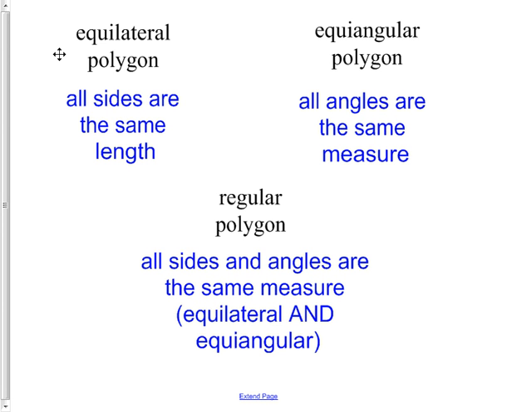Okay, then there are types of polygons. An equilateral polygon is where all the sides are the same length. And we'll look at an example of this shortly. So equilateral just means all the sides are the same length. Equiangular means all the angles are the same measure. And regular means both of these. So if it's equilateral and equiangular, then it's regular. So all sides and angles are the same measure.